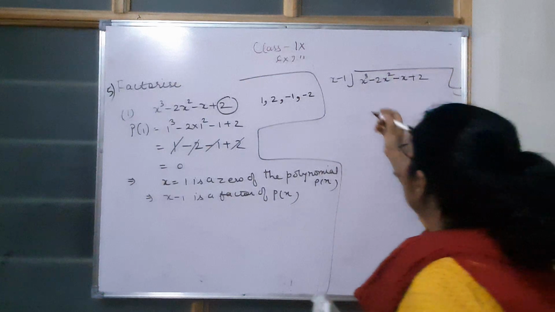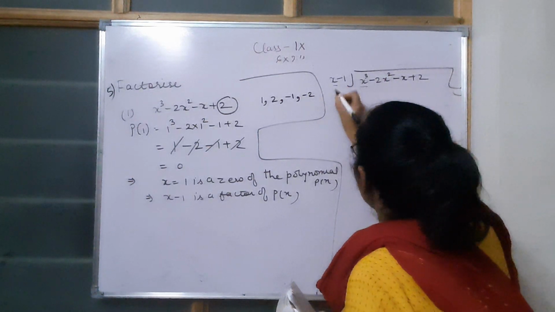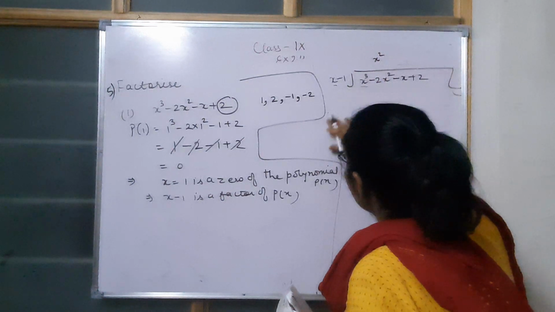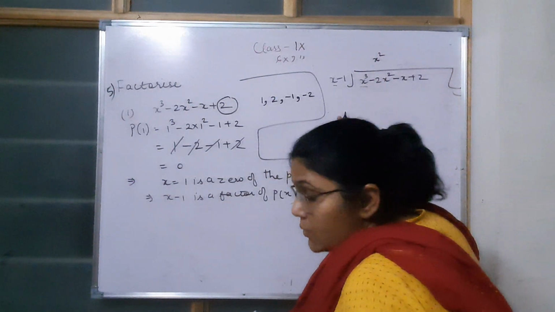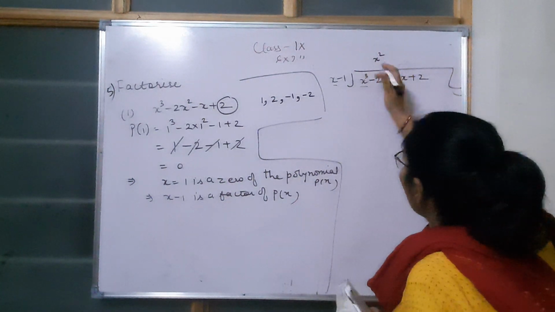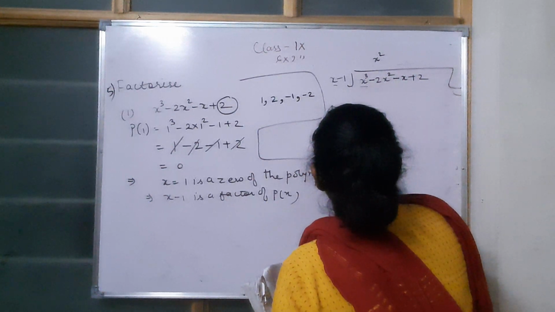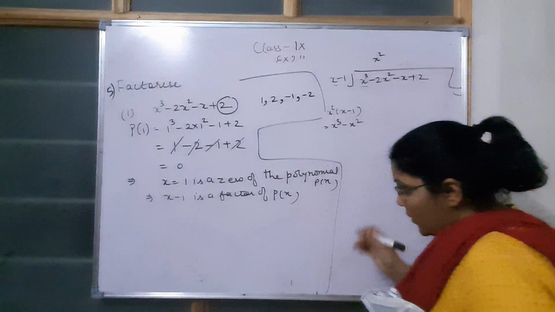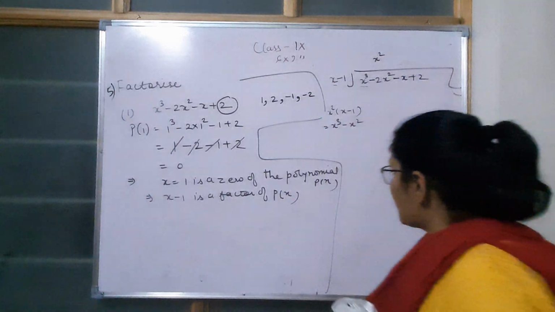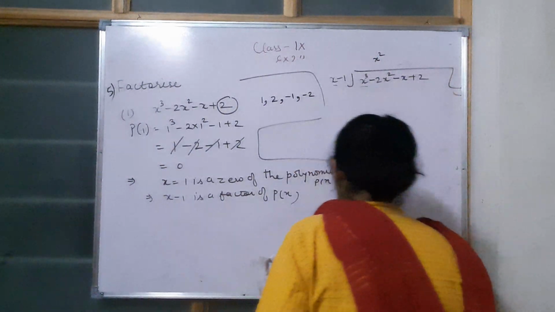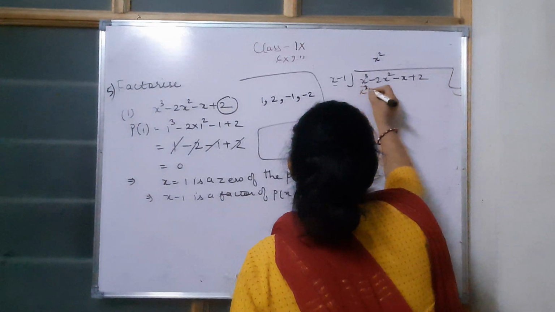Alright, so just look here. Now I will divide x cube by x. So I will get x squared. This you have done in 8th standard also, division. Alright, so this x squared multiplied with x - 1, you will get x cube minus x squared. x squared into x, x cube minus x squared. So this is x cube minus x squared.